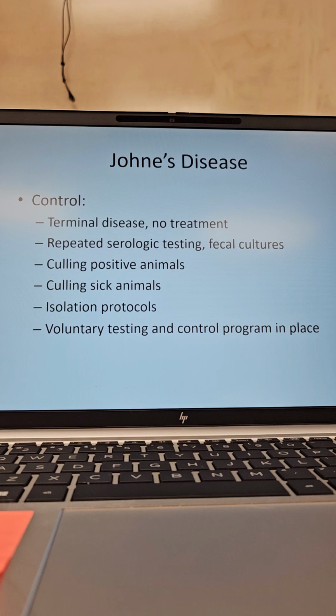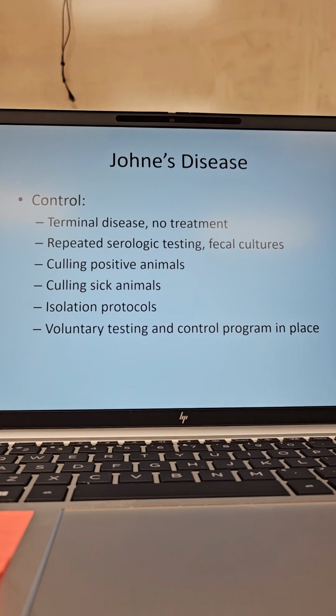So if you have an animal that's not responding to treatment, still has diarrhea, and keeps losing weight, because we can have false negatives, you keep doing that serological testing until you can figure out what it is, especially if nothing else is coming up. You're going to cull positive animals. Anybody that comes up positive, you report it and you euthanize them, because you don't want to keep spreading it.